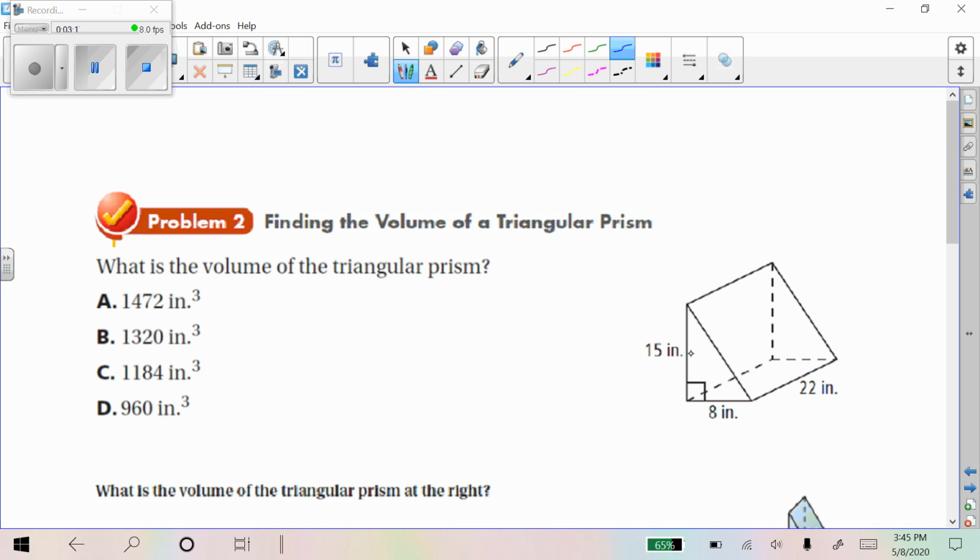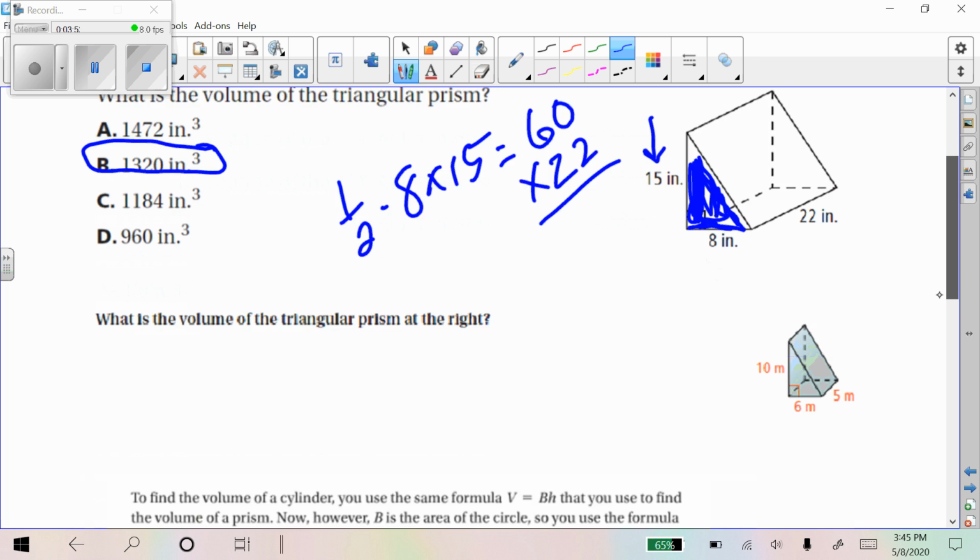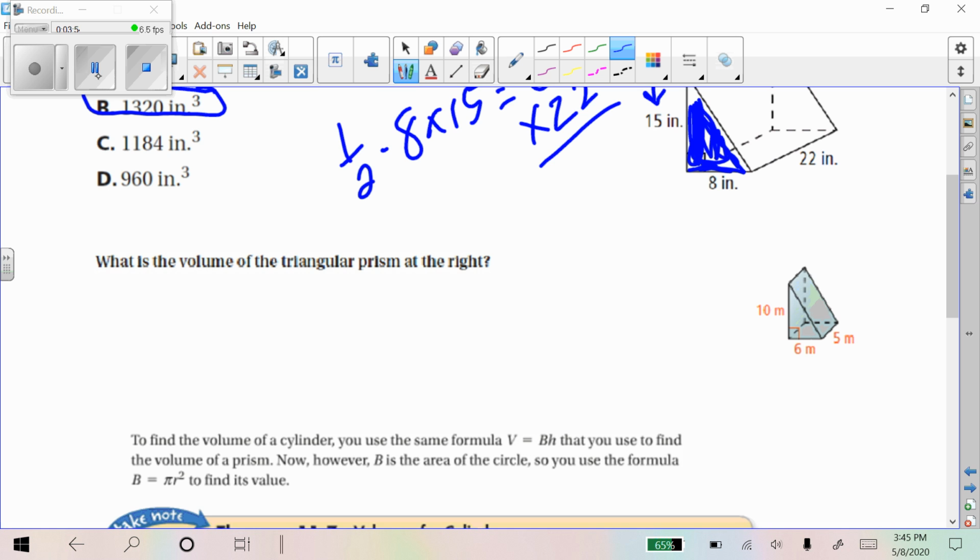Again, we're just going to try and find the base. Now the base, when you're talking about a prism, there's always 2 of the same when we consider it the base. So this side would be the base. Since it's a right triangle, 15 is the height. So we're going to take 8 times 15 times a half for a triangle, and that's equal to 60. So the area of the base is 60. And then we're going to multiply that 60 times 22. And that equals 1,320 cubic inches. All right, you try the next triangle, see if you got this.